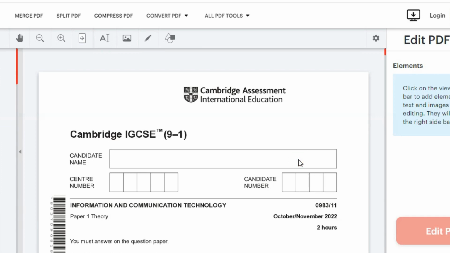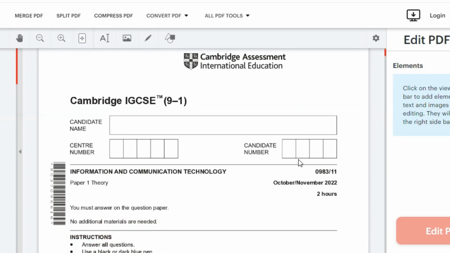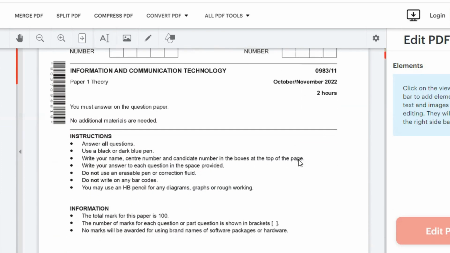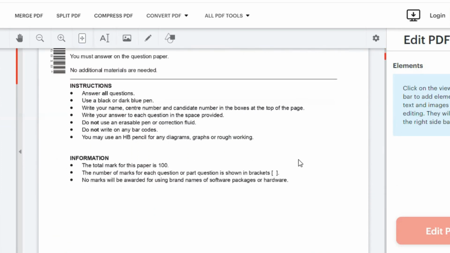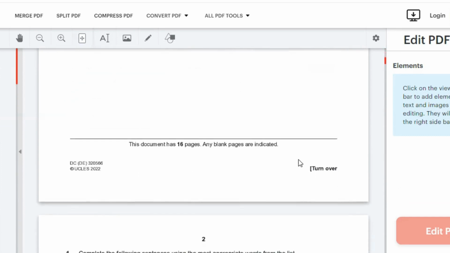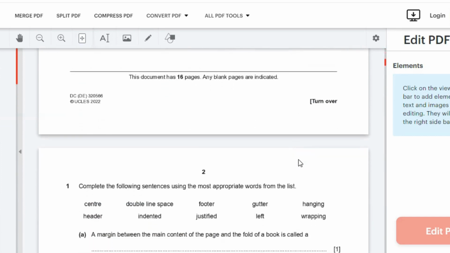Today we are going to be answering October-November 2022 Part 1 theory. The instruction says you should answer all questions. Let's get started. Are you ready?